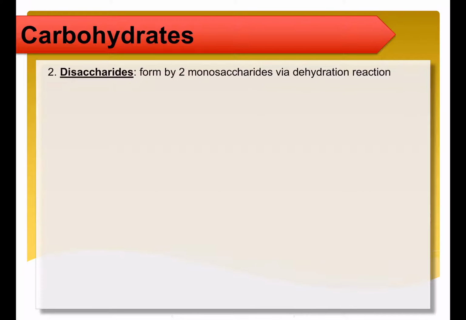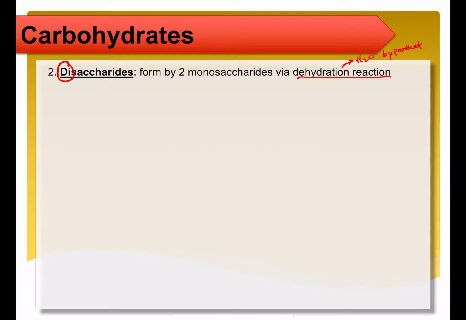So when 2 monosaccharides come together to form a polymer, we call that a disaccharide. Di, remember, that means 2 or double the saccharides, which is the sugar molecules. Okay, so again, they are formed by dehydration reaction. Dehydration reaction is when we're forming bonds, and it happens by removal of a water molecule, which means water will be a byproduct in this particular reaction.